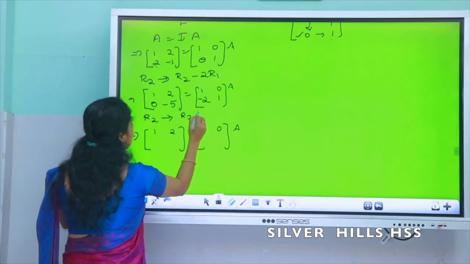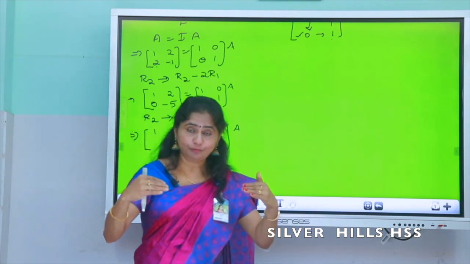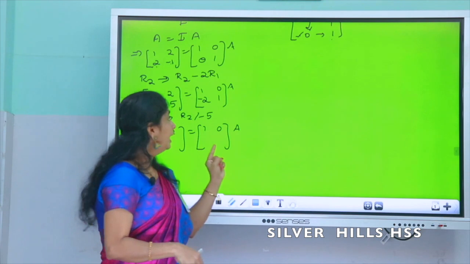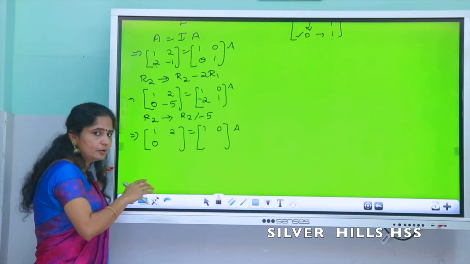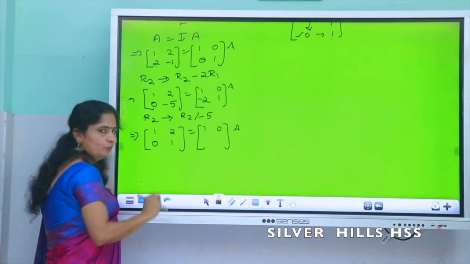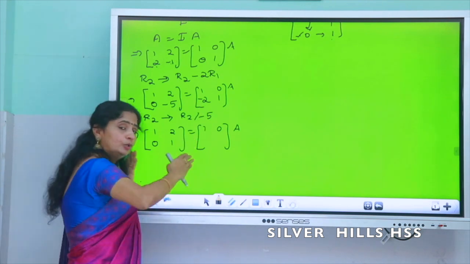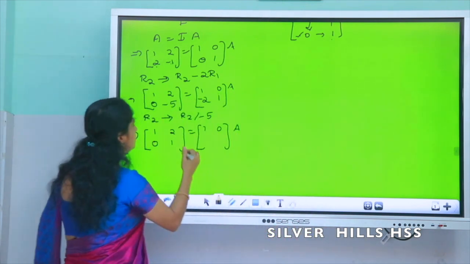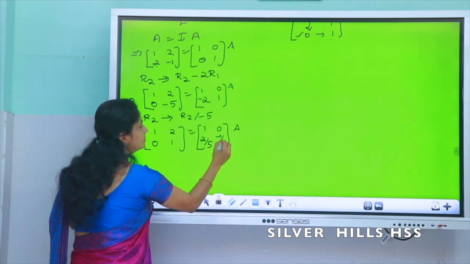That is R2 divided by minus 5. What do you mean by that? The second row is going to be fully divided by minus 5 in order to get A22 as 1. So, 0 by minus 5 is 0. See, the 0 is not affected. That is why we are dividing by the same number. Minus 5 by minus 5, 1. That is what we want. 1, 0, 1. So, whatever we do on the LHS, it should be done on the RHS also. Therefore, minus 2 divided by minus 5 is 2 by 5. 1 divided by minus 5 is minus 1 by 5.